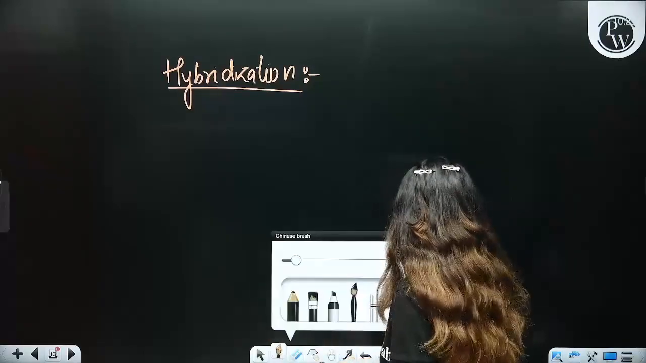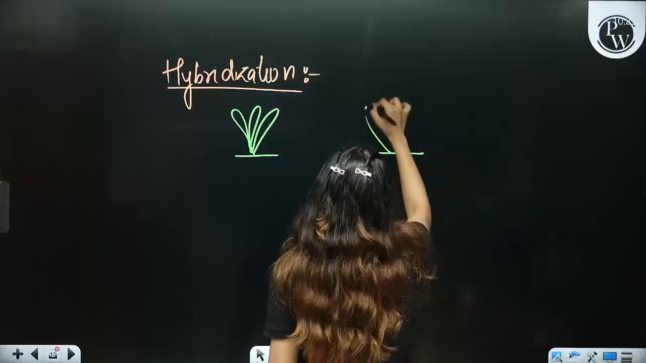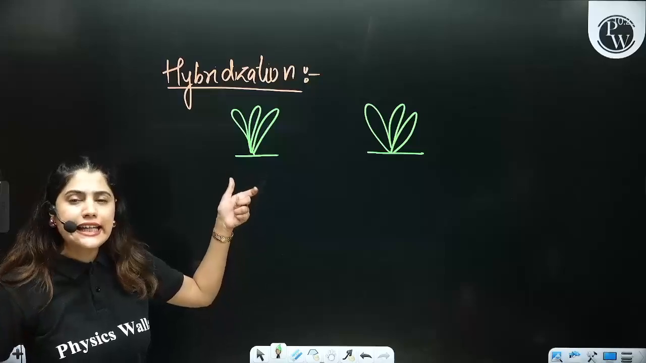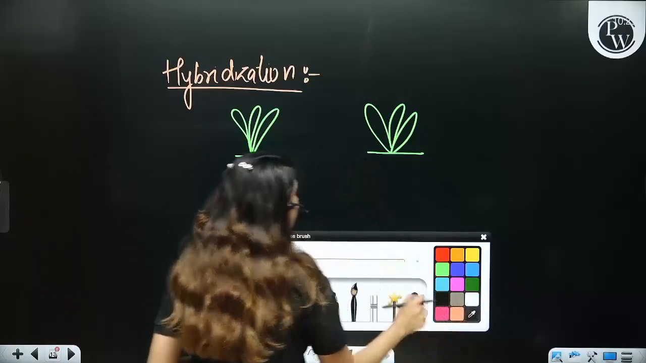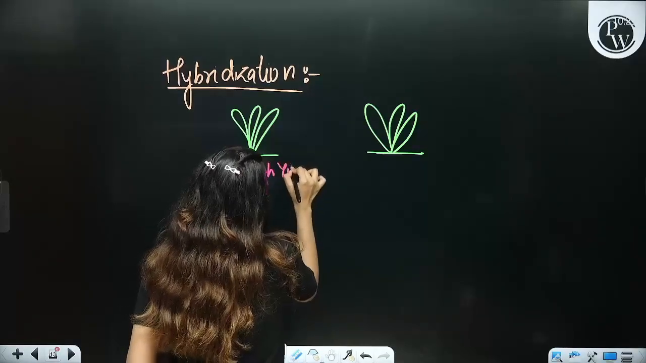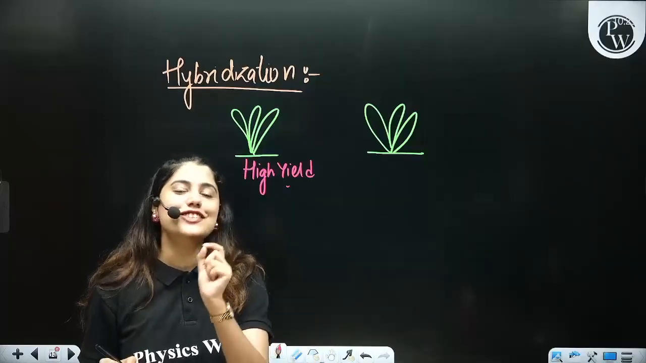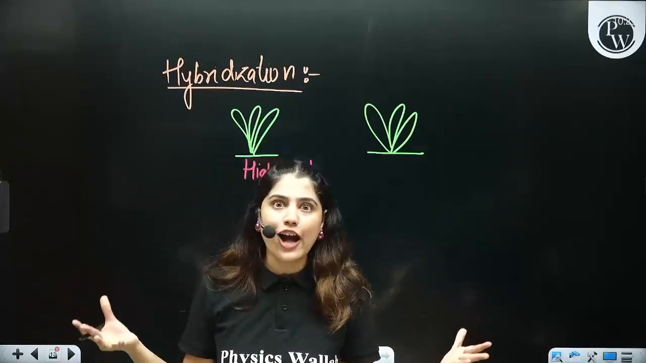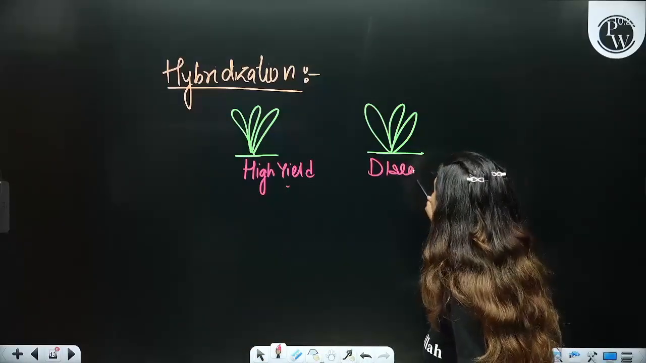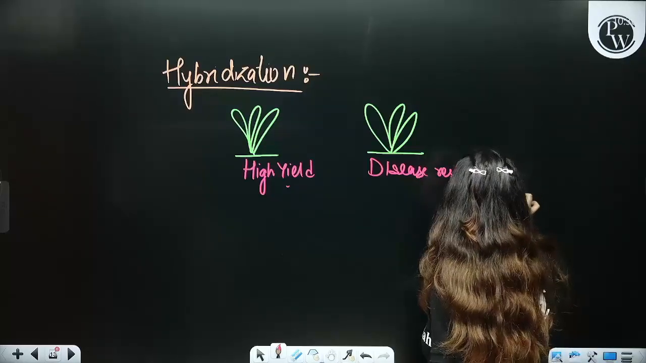Genetically dissimilar plant means, let's say I have a plant A here and a plant B here. Now, this plant A is giving us a high yield. On the other hand, plant B is giving me the disease resistant quality, that is, it is not catching the disease very easily. Now again, humans being selfish, they want that. Why not a single plant have all the qualities, right?